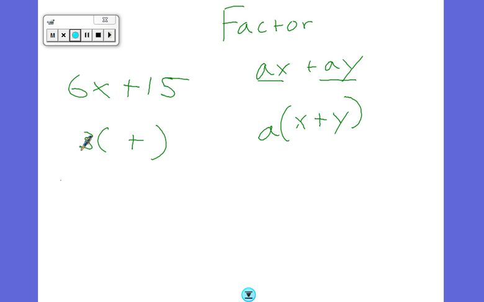What is 6 divided by 3? So it's going to be 2x. And what's 15 divided by 3? 5. So 5 goes here. That x stays. The other one didn't have an x. All right? Good? All right, let's take a timeout for a second.